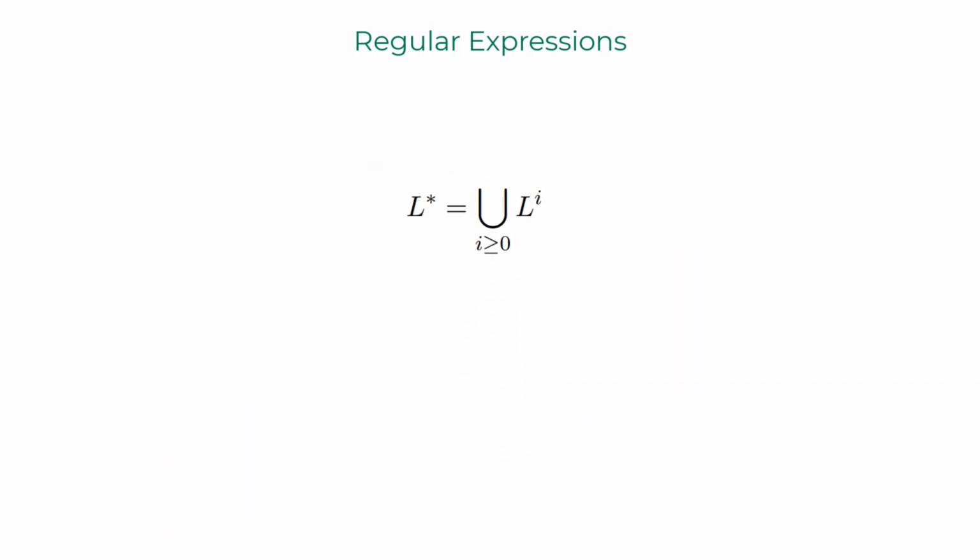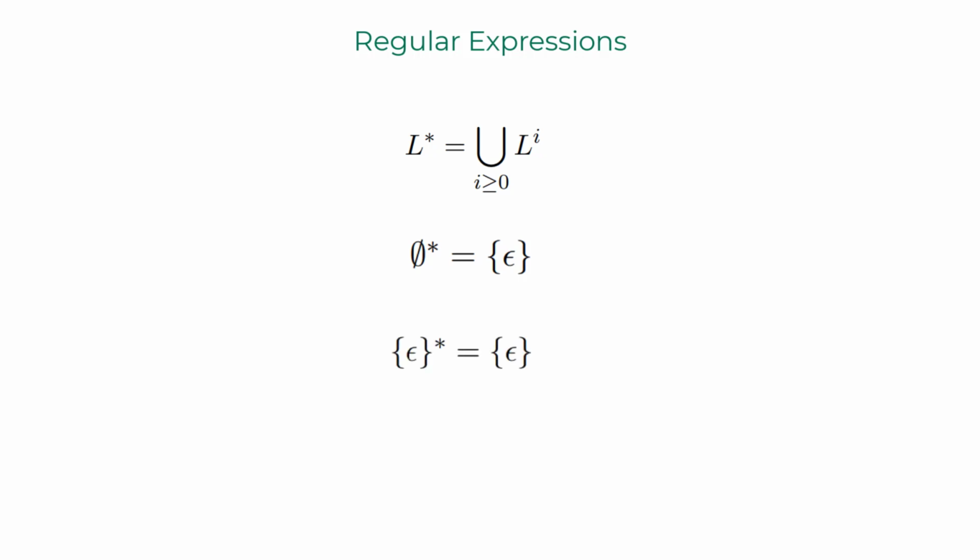By the look of it, you might think L star will always contain infinite strings, but we have two exceptions to this statement. The first one is that the star operator of an empty set results in the language containing the empty string. You can treat this as a standard definition. The other exception is that the star operator on the language containing the empty string is the language containing the empty string.